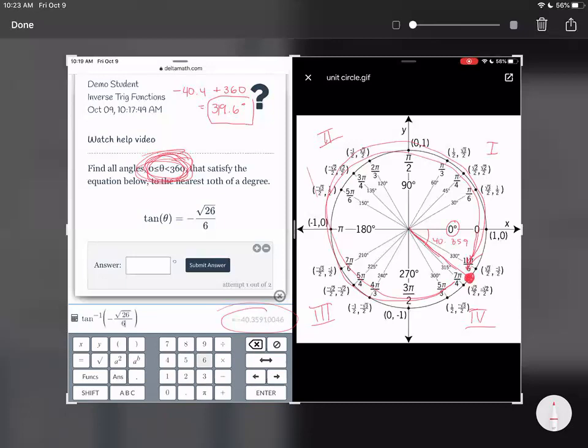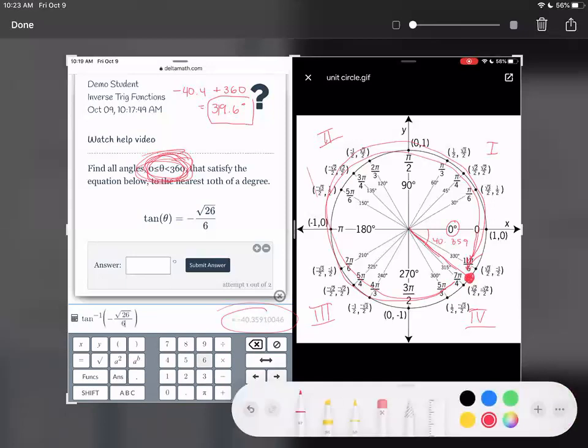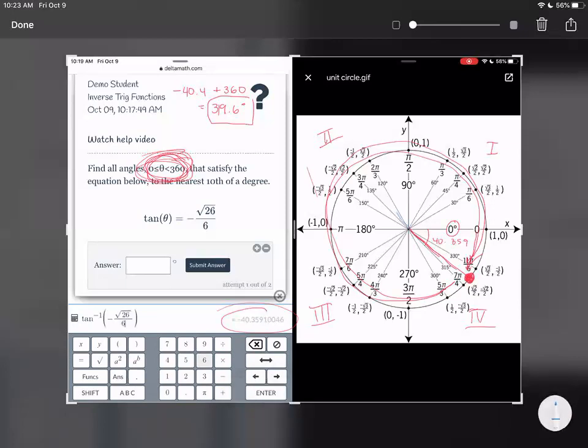Okay, and then remember this is not the only point that works. I know that's frustrating, but then you have to go for tangent and cotangent. You want to reflect it onto the other side. I'm just going to do this in a different color so you can see the work in a different color.